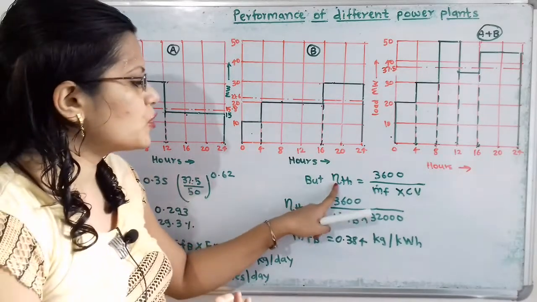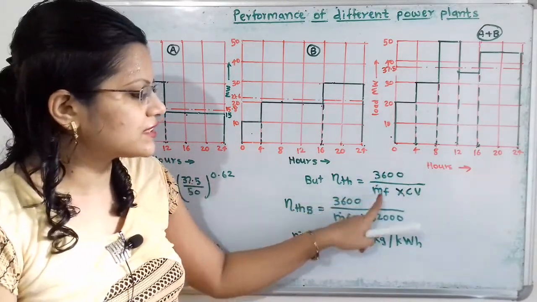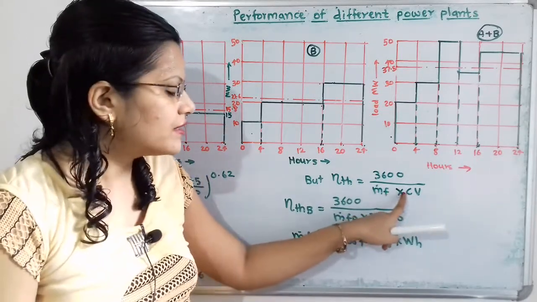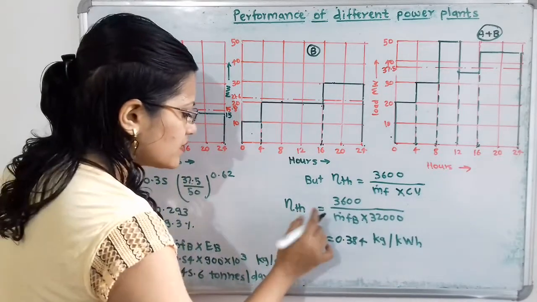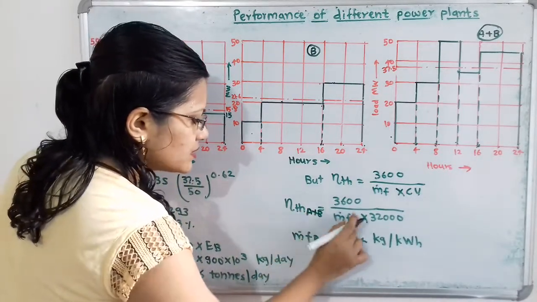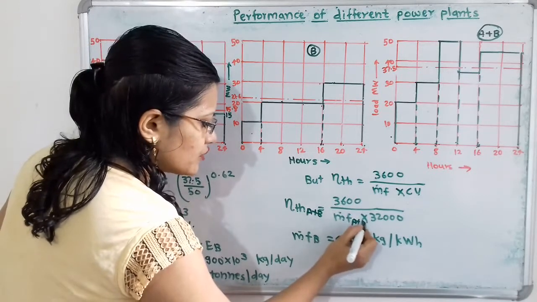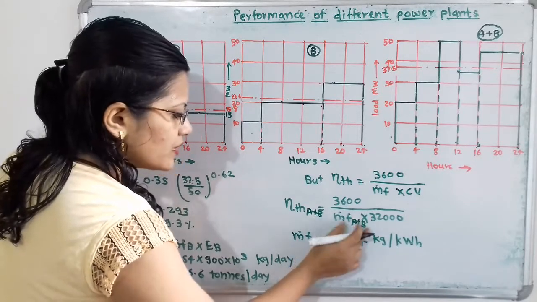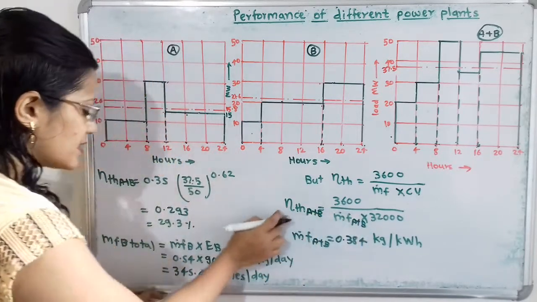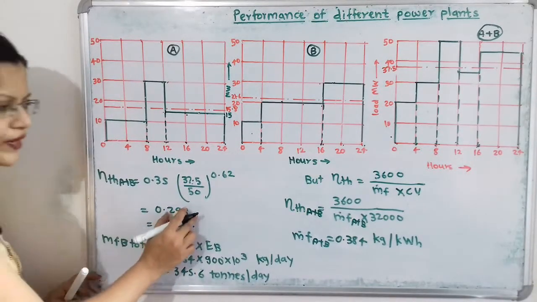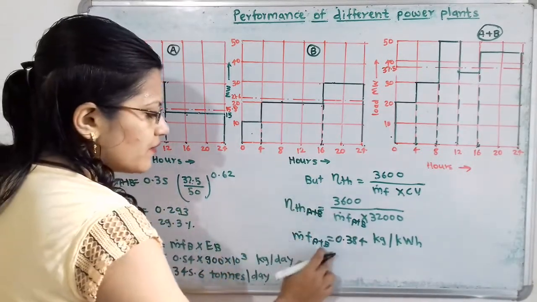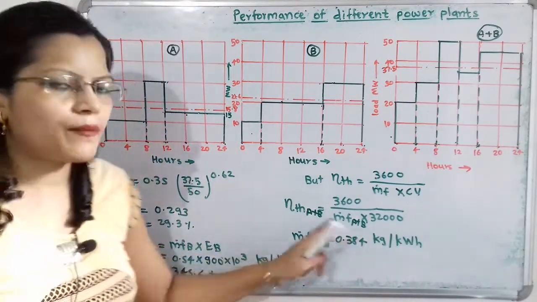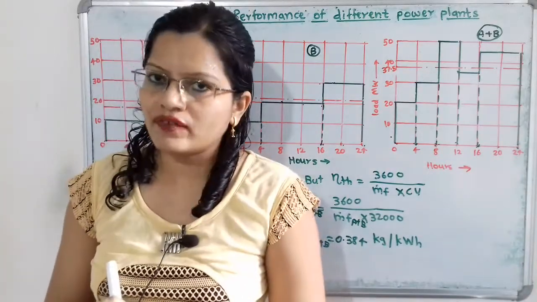But we have here formula thermal efficiency is equal to 3600 divided by mass rate of fuel supplied into calorific value. So here also eta thermal for this A plus B, which is equal to m dot f A plus B we have to take. So here only one unknown term, that is m dot f A plus B. So if we calculate this, because we have to take this eta thermal 0.293, so when we put here 0.293, then we will get here 0.384 kilogram per kilowatt hour. So this is the amount of fuel supplied per unit of time.